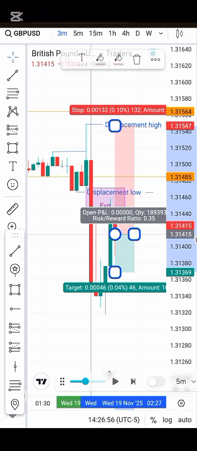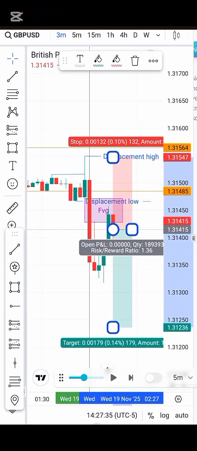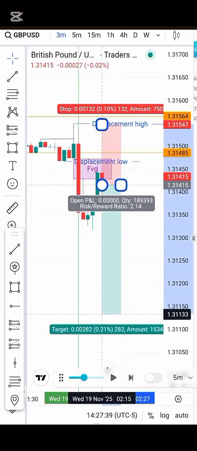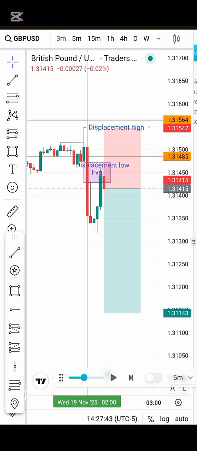Remember, what is the meaning of stop loss? Stop loss is a place in price that invalidates your entry. Now we go for a risk to reward of 1 to 2. Please don't go for high risk to reward. Always go for low risk. So what is very achievable?